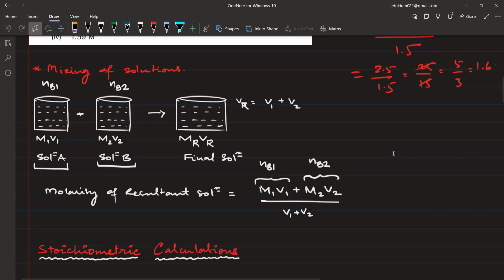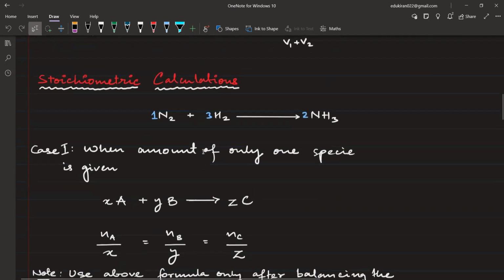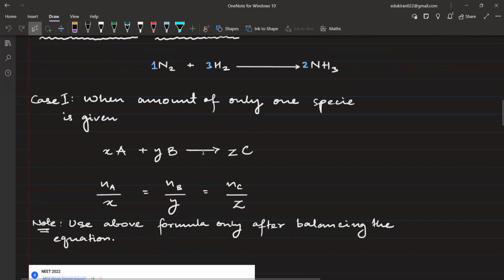Okay, I hope you guys are done. Now moving on to stoichiometric calculations. Now, stoichiometric calculation, when you have been only given the amount of one species.